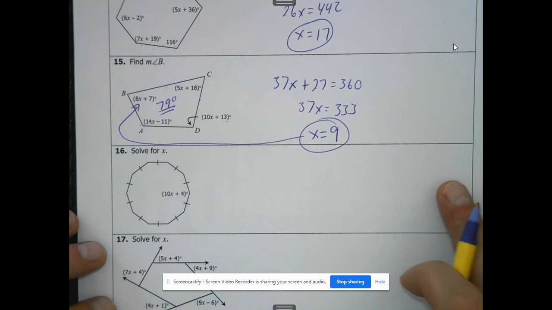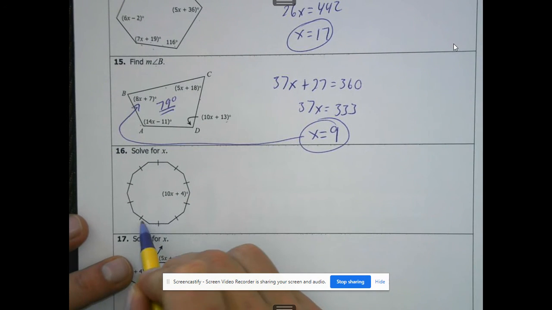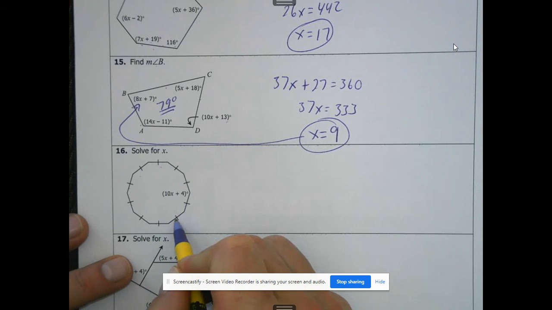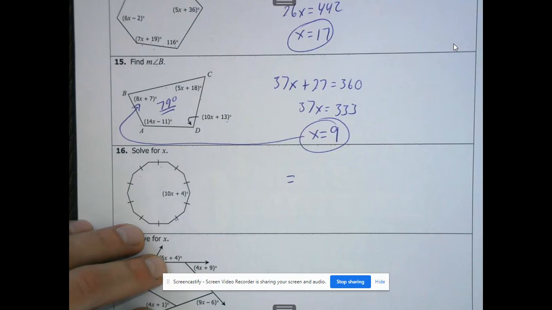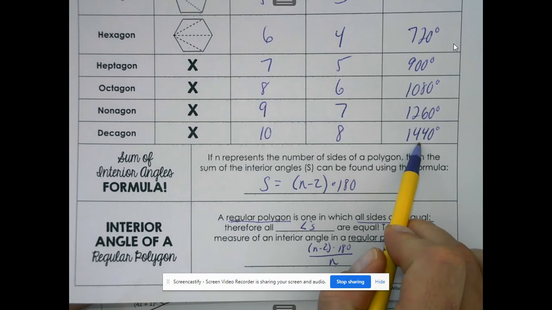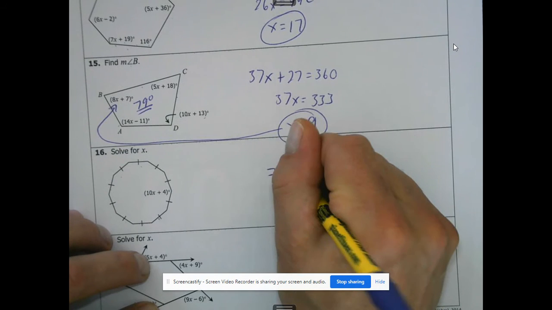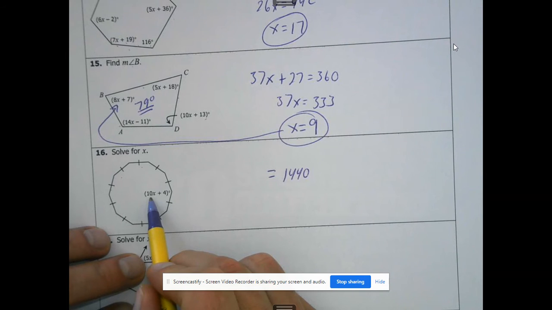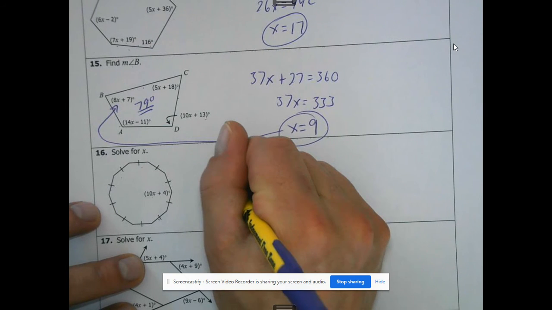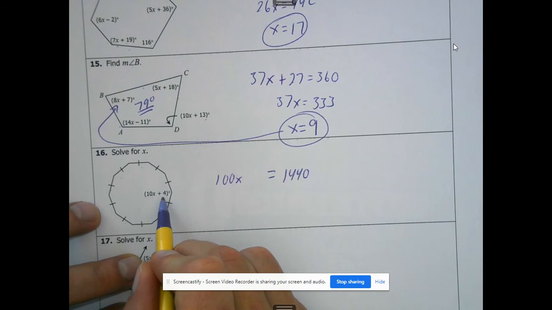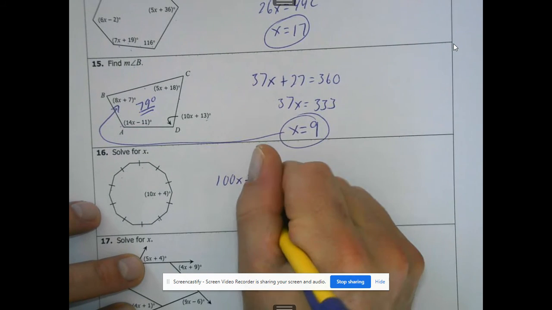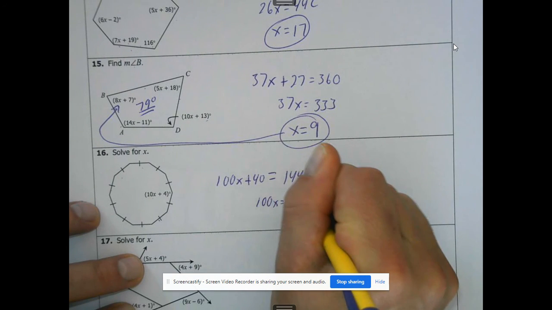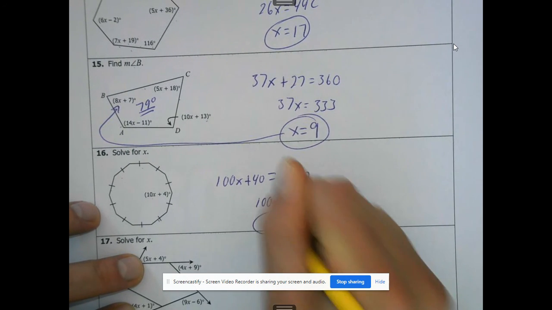Number 16. Oh, this is a 1, 2, 3, 4, 5, 6, 7, 8, 9, 10. We have a decagon, right? Combine all of your like terms, equal it to, what's a decagon? A decagon is 1440, 10 sides. All right, 10 sides, it means I have 10 of these, right? So 10 times 10x is 100x. 10 sides times 4 is 40. And now you just solve for x. Subtract the 40. Divide by 100. 14.